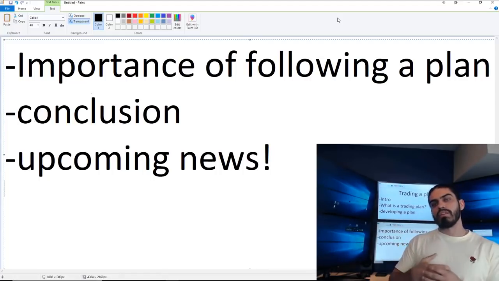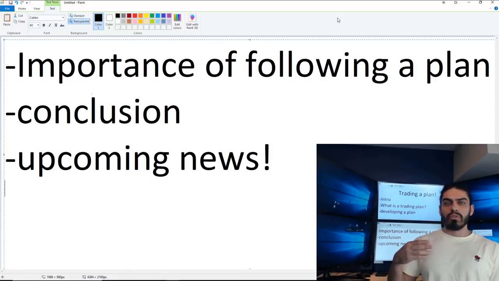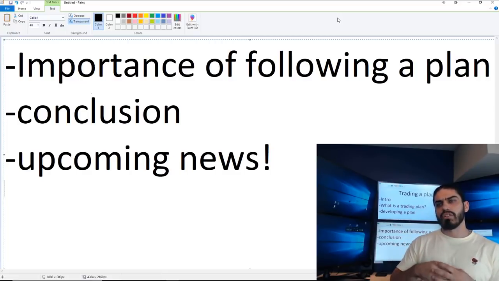What is a trading plan? A trading plan is something that you develop throughout your trading career to trade successfully and manage risk better. It's all about managing the risk. You want to look at managing risk and managing your money before you look for the profits and the gains. And developing a trading plan to do so is crucial to becoming a successful trader.